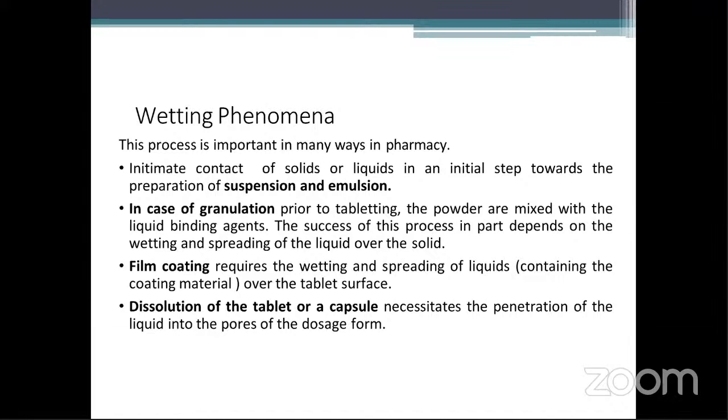First one is intimate contact of solid and liquid. That is the first initial step for preparations of emulsion and suspension. Right? What is suspension? If the solid substance is dissolved in a particular solvent completely, then we can say that that is a solution. If it is not dissolved, then it will form a suspension, where insoluble or diffusible solids will be present. And emulsion is a mixture of oil and water. So wetting phenomena is important for preparations of emulsion and suspension.